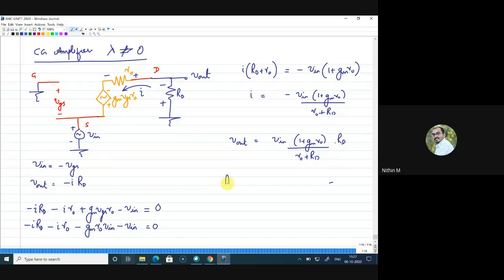Or voltage gain can be written as V out by V in equal to 1 plus Gm R naught into Rd divided by R naught plus Rd. This is the voltage gain expression.